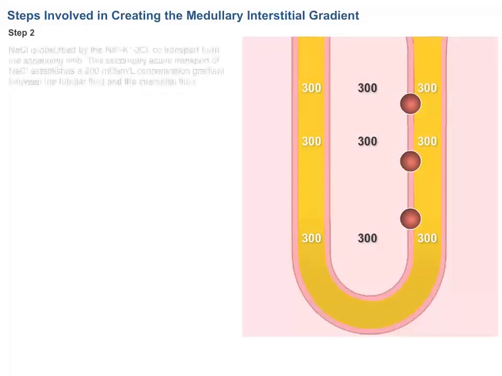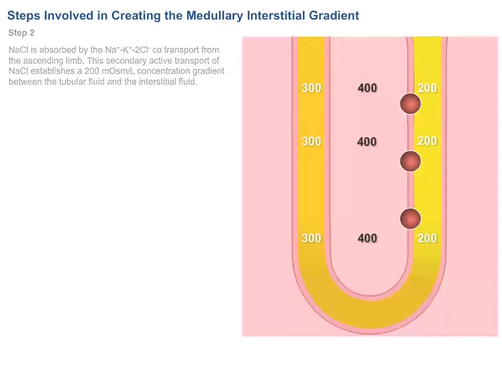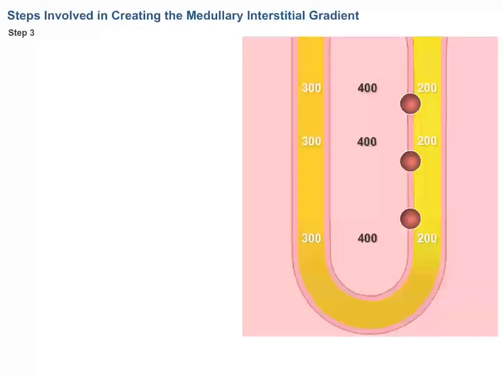Step 2. Sodium chloride is absorbed by the sodium-potassium-chloride cotransporter from the ascending limb. This secondary active transport of sodium chloride establishes a 200 milliosmoles per liter concentration gradient between the tubular fluid and the interstitial fluid. Step 3.